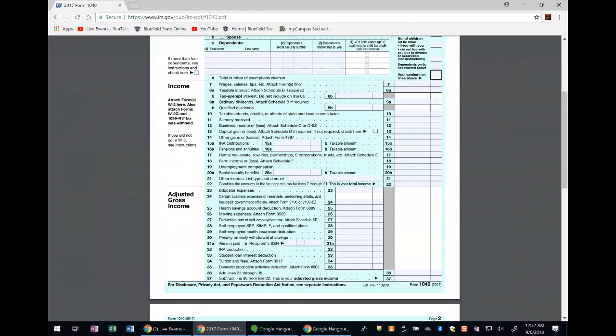These are adjustments. Educator expenses is K through 12. If you're self-employed, health savings account deduction will be an expense. Self-employment health insurance deduction, penalty and alimony and IRA, tuition fees, Social Security. All these are adjustments for adjusted gross income. And we'll be looking at these in future chapters. We're not just leaving them.